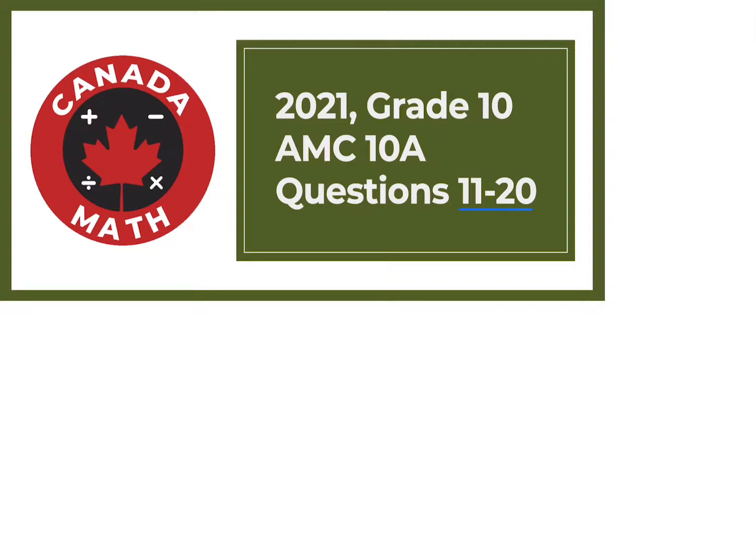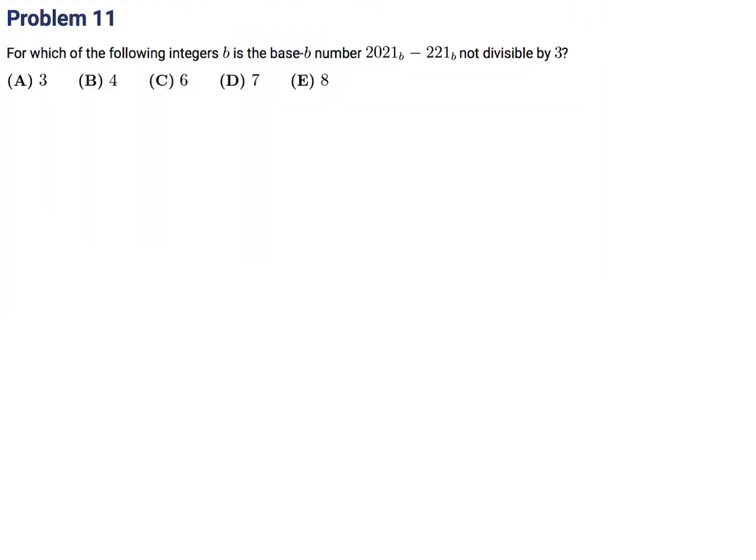Questions 11 through 20 on the 2021 Grade 10 AMC 10A. For which of the following integers is the base b number 2021b minus 221b not divisible by 3?